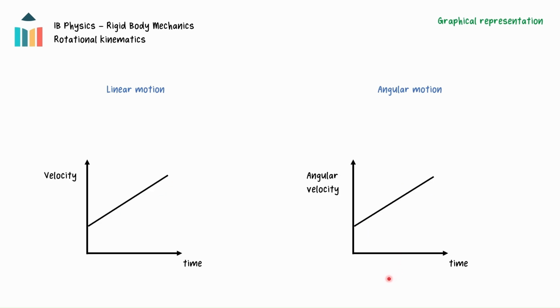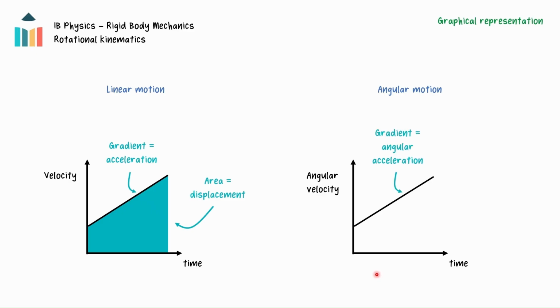Now let's compare velocity time graphs. On the left is a velocity time graph for linear motion. The gradient of this graph represents acceleration, while the area under the line gives the displacement. When the acceleration is constant, the graph is a straight line, showing that velocity increases at a steady rate. On the right is the angular version, where the vertical axis shows angular velocity. Once again, the gradient gives angular acceleration, and the area under the line represents angular displacement. A straight line here also indicates constant angular acceleration.